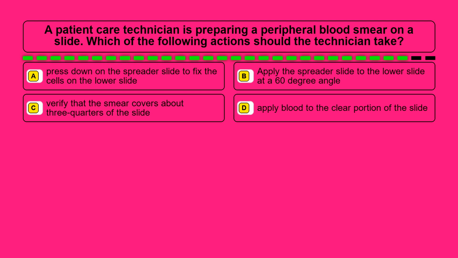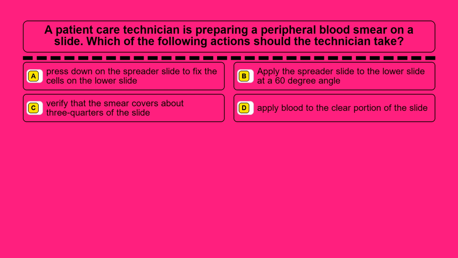Question 56. A patient care technician is preparing a peripheral blood smear on a slide. Which of the following actions should the technician take? Option A. Press down on the spreader slide to fix the cells on the lower slide. Option B. Apply the spreader slide to the lower slide at a 60-degree angle. Option C. Verify that the smear covers about 3/4 of the slide. Option D. Apply blood to the clear portion of the slide.